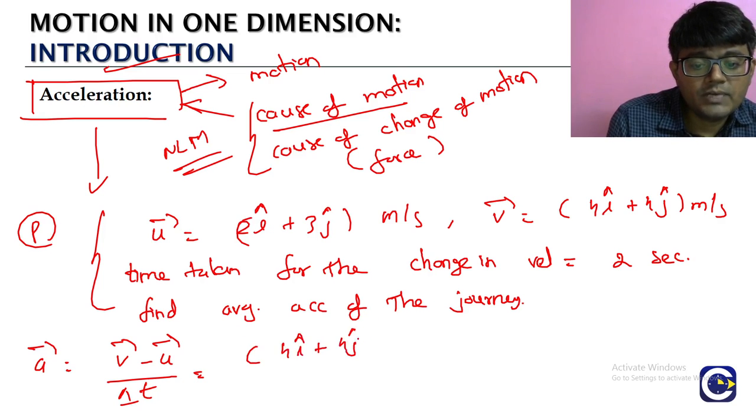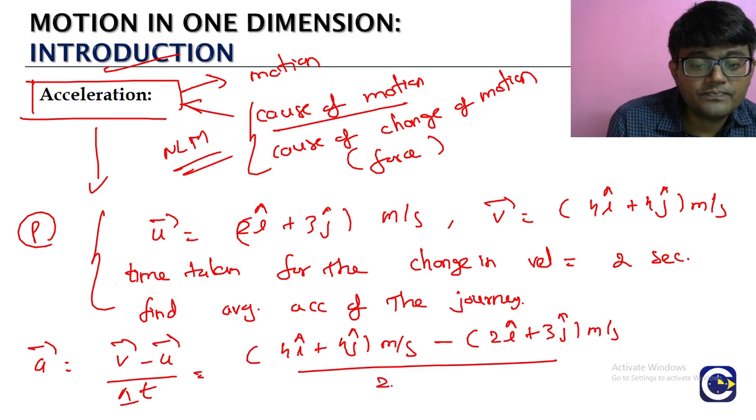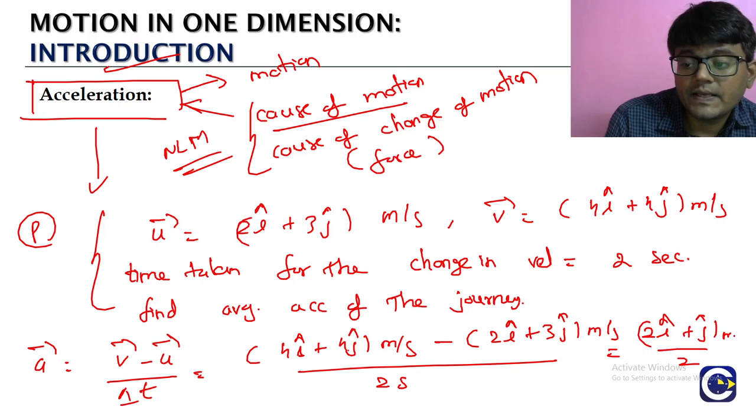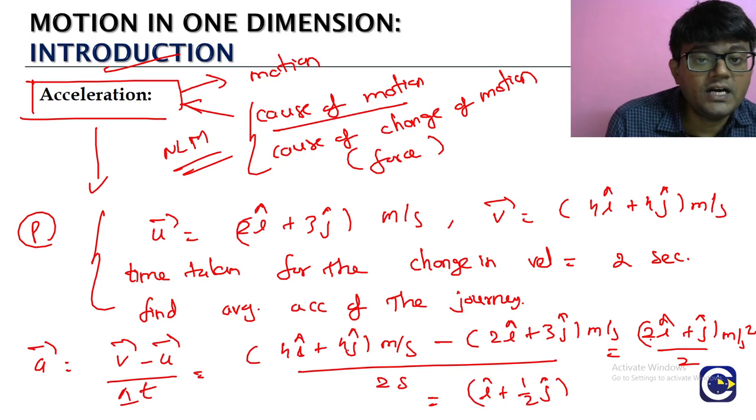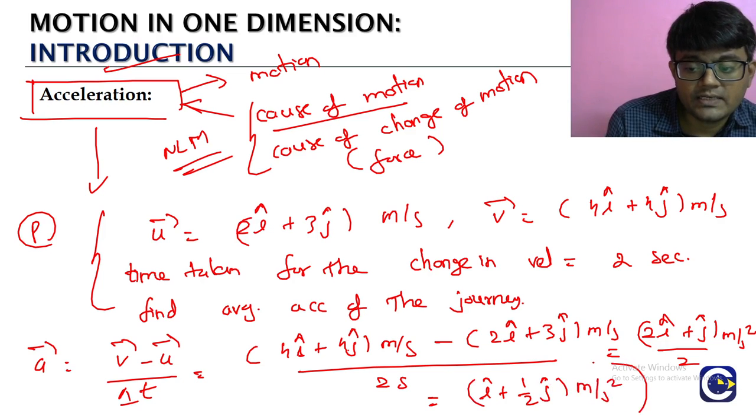4i plus 4j meter per second minus the initial velocity, 2i plus 3j meter per second, divided by the time, 2 seconds. So 4 minus 2 is 2i, and 4 minus 3 is 1j. The whole divided by 2, meter per second square. We can write it as i plus half j. If you divide by 2, we get i plus half j meter per second square.